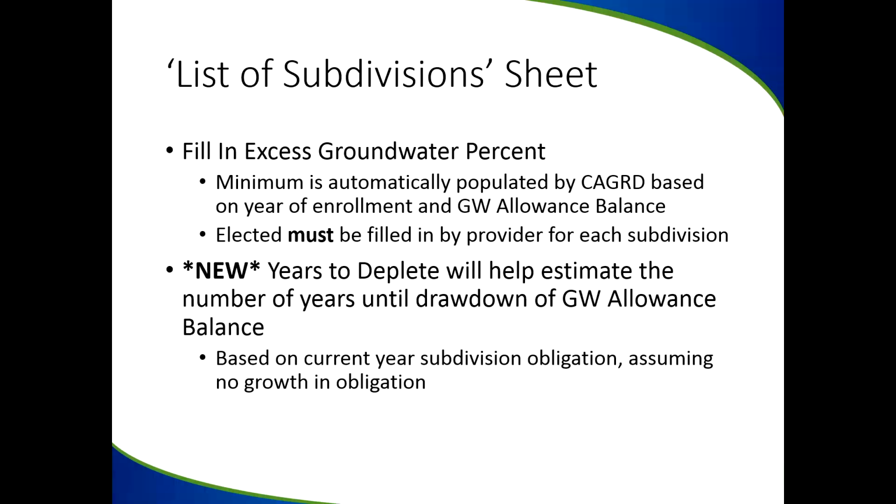And then the years to depletion that we showed, that's new this year. We provided that last year to a lot of folks, but this year we have it permanently included as part of this workbook. And so it just helps you to be able to determine what that percentage should be based on how many years it would take to deplete that groundwater allowance balance. So if that groundwater allowance balance is going to last you 150 years, you can go ahead and report 0% probably for quite a while without worrying about it. But every year you get the opportunity to revisit that number. Right.